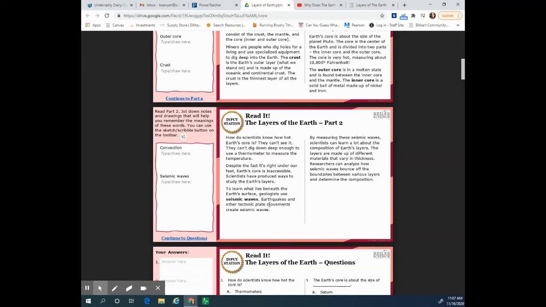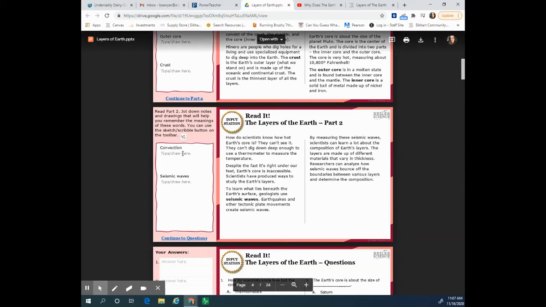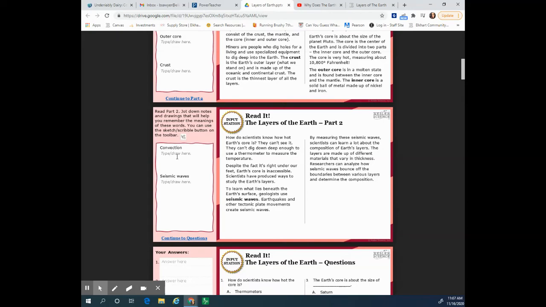Earthquakes and other tectonic plate movements create seismic waves. By measuring the seismic waves, scientists can learn a lot about the composition of the Earth's layers. The layers are made up of different materials that vary in thickness. Researchers can analyze how seismic waves bounce off the boundaries between various layers and determine the composition. You have convection layers and then seismic layers. I would like you to tell me what each one of these are.